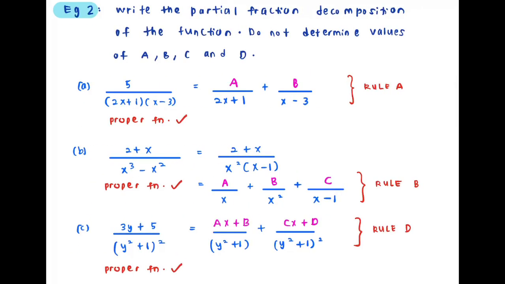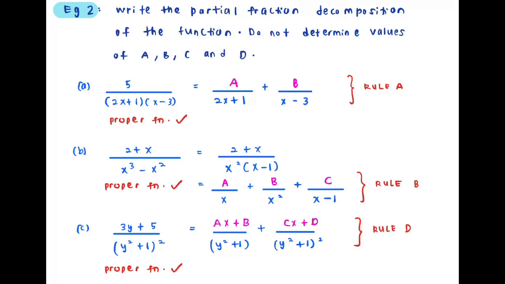Now let's see example 2. Write the partial fraction decomposition of the function. Do not determine values. So this is not determining the values of A, B, C, D, and so on. This is just opening up the partial fraction. Let's see question A. This is proper because the degree of the numerator is 0, the degree of the denominator is 2, right? So this is proper. We can straight away do partial fraction.